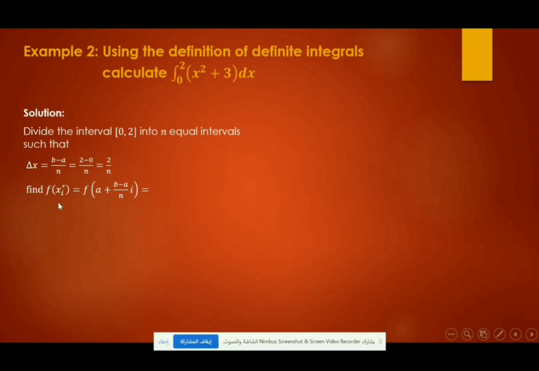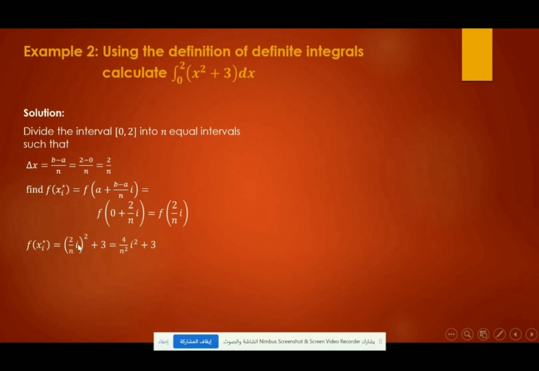Second, to find f of xi star, you are going to use the rule a plus i times b minus a over n. And you know now that b minus a over n is 2 over n. You can replace it as it is here. Then f of 0 plus 2 over n i can be replaced in the whole function from the original one here. Just put it instead of x and square it, then add 3 to it. That will be written in that way.